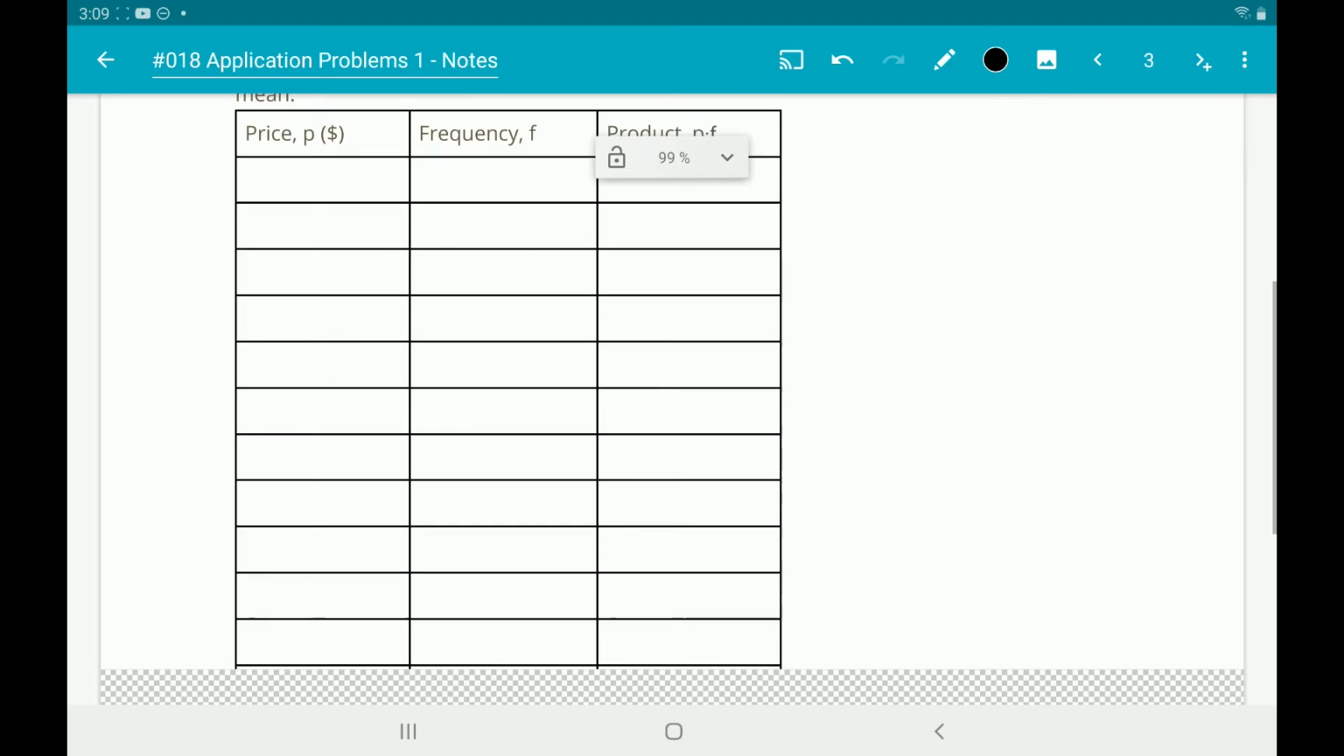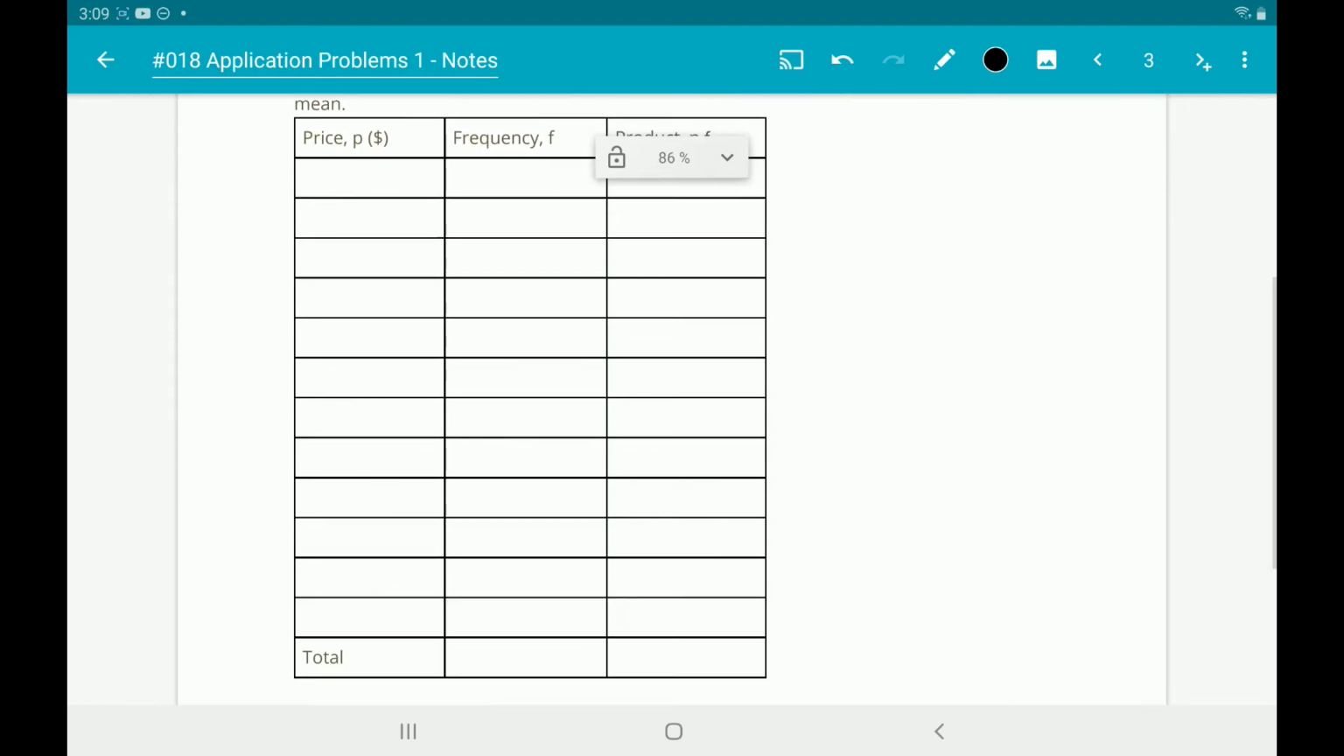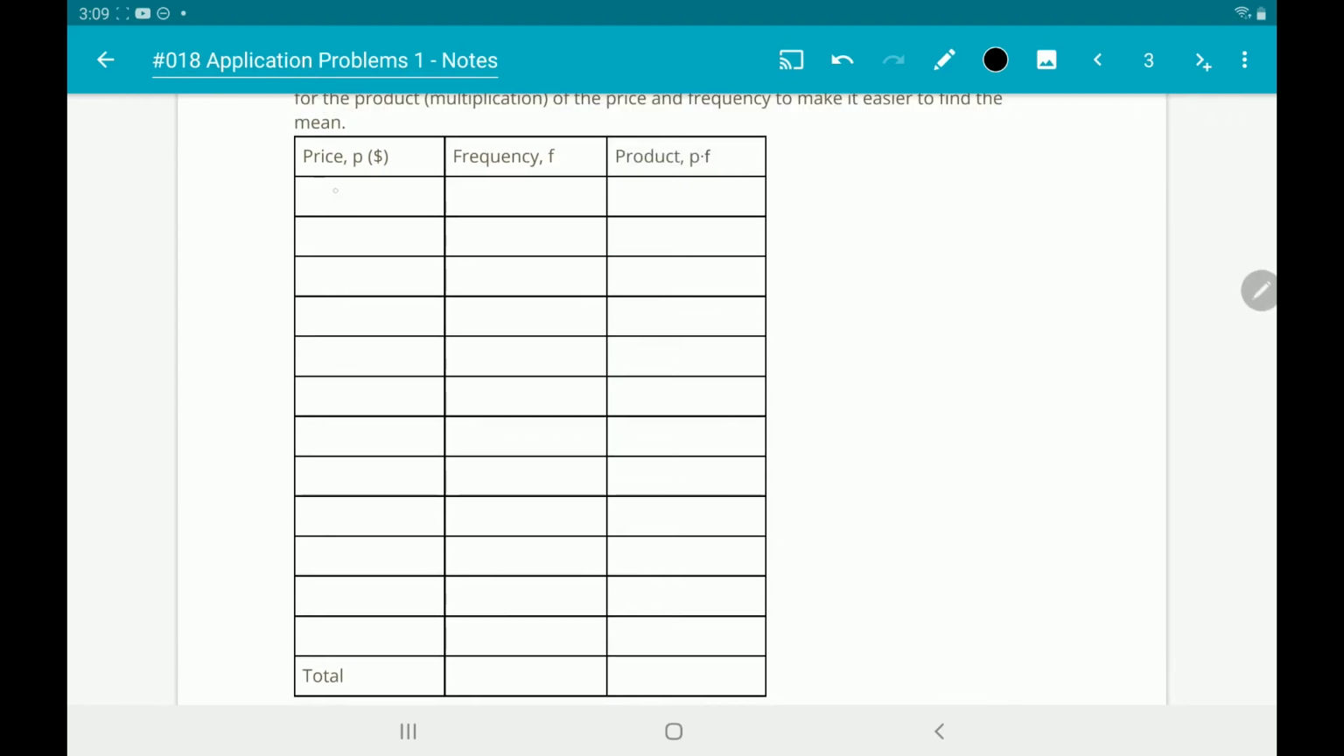So if we look at those numbers and we try to put them in this chart, we have 250, and that's on the list twice. We have 275, and that's on the list 4 times. We have 280, and that's on the list once. We have 290, and that is on the list twice. We have 310, that's on the list 5 times. 315 is on the list 6 times. 320 is on the list once. 325 is on the list 3 times.